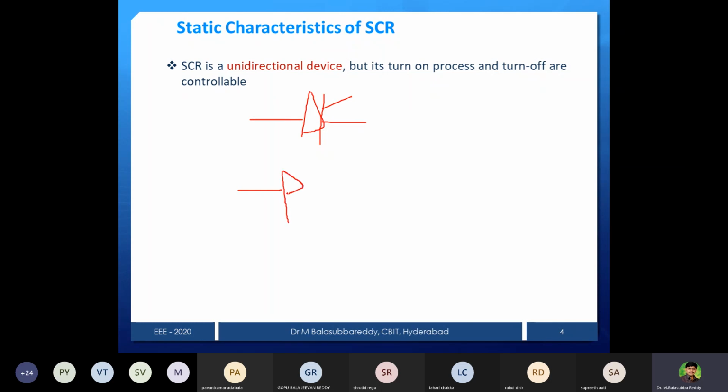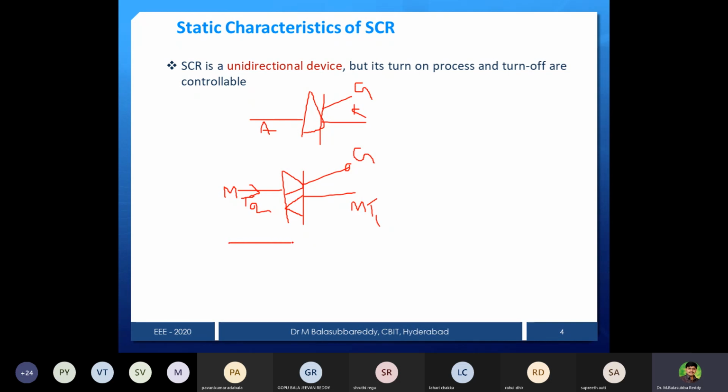You can see the triac symbol will be like this. This is a triac. In this case it will allow conduction between both terminals. By convention, this is MT2, this one is MT1, and there is only one gate. And for the SCR, this is the anode, this one is the cathode, and this is the gate.